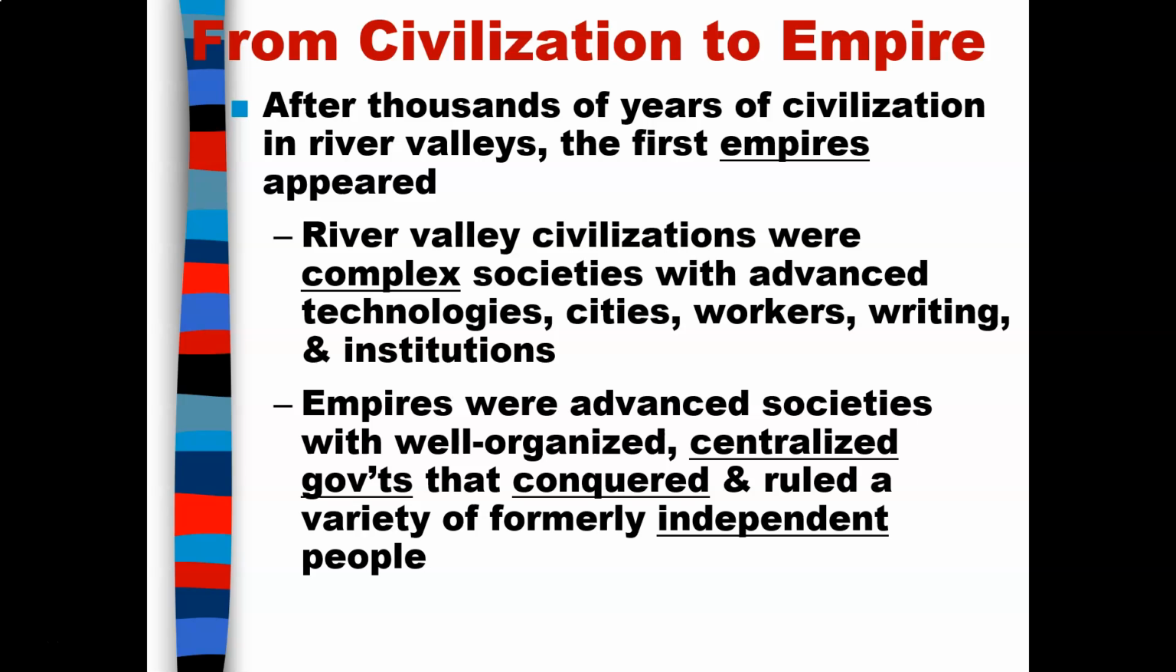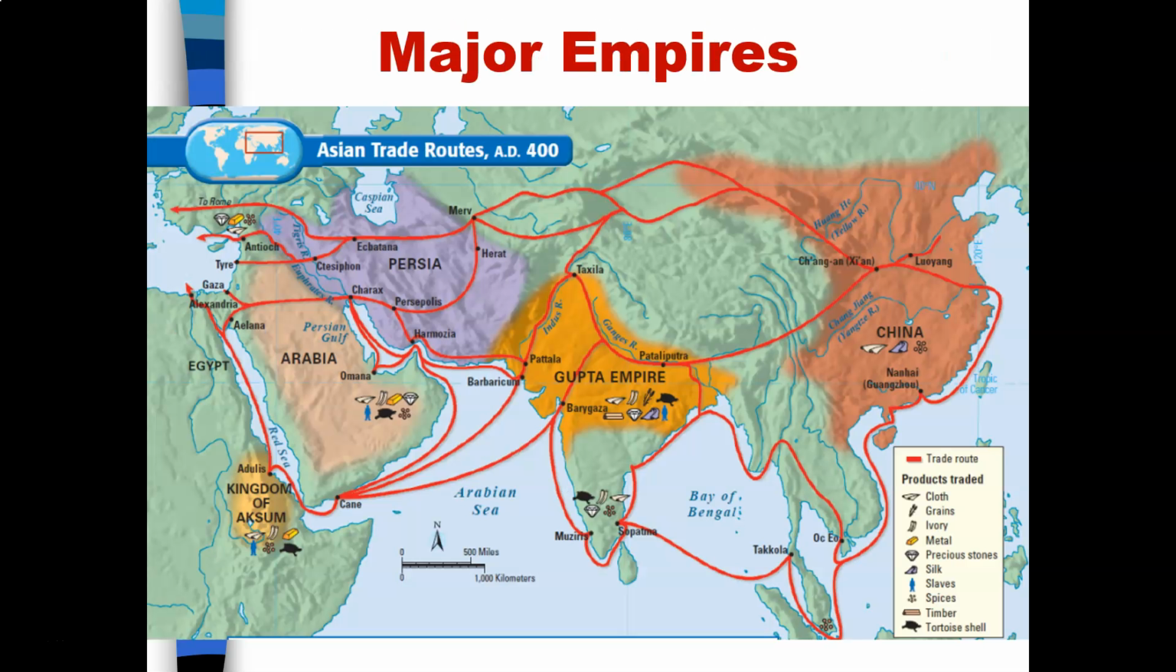After thousands of years of civilizations in river valleys, the first empires appeared. As you know, river valley civilizations were complex societies with advanced technologies, cities, workers, writing, as well as institutions. And the empires were advanced societies with well-organized centralized governments that conquered and ruled a variety of independent people. So once people became part of an empire, they were ruled by a king, and they had to obey what that king told people to do.